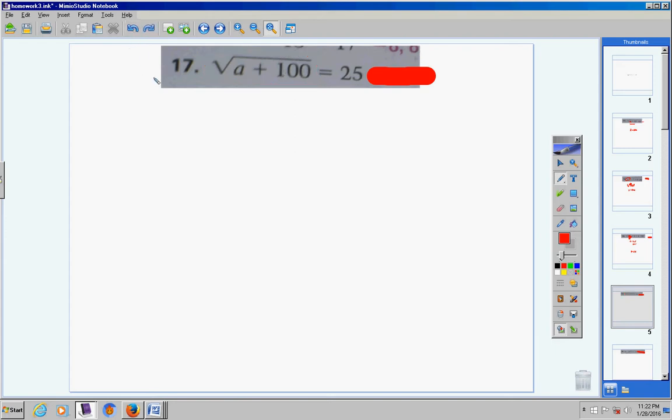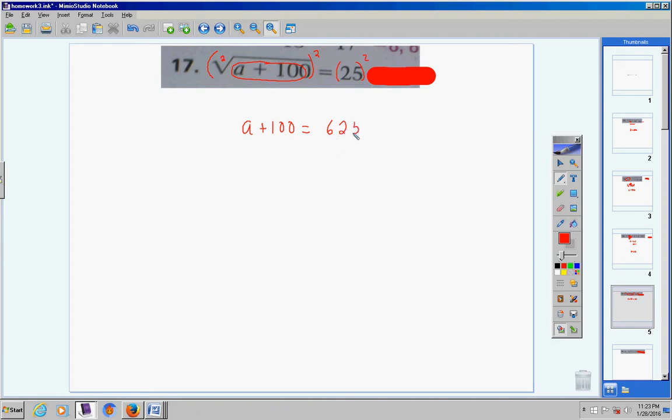Step 2, eliminate the radical. It is a square root. So I'm going to raise this side to the second power. So I must raise the other side to the second power, okay? When you square a square root, you're left over with the radicand. A plus 100 equals, and then of course you have to square 25, which gives you 625.